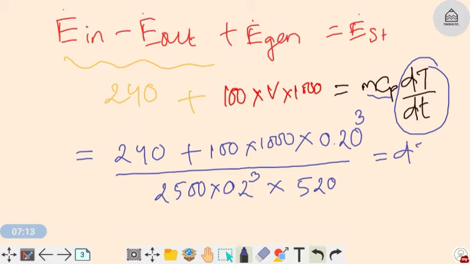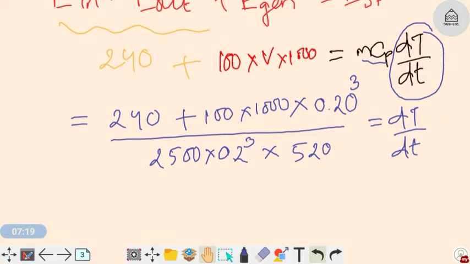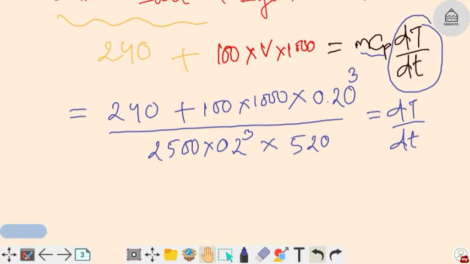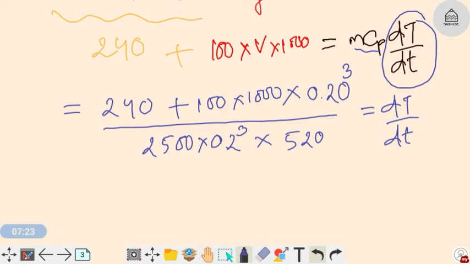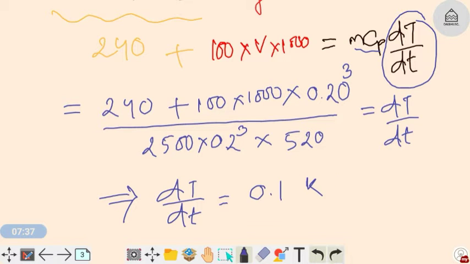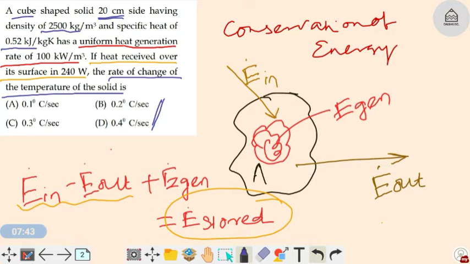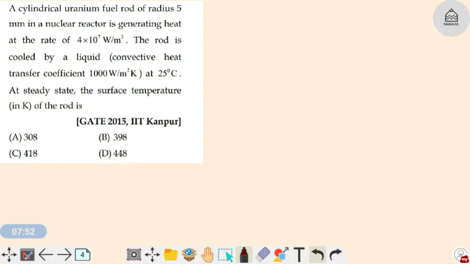So my answer is dT by dt. By solving this, I will get dT by dt equal to 0.1 Kelvin per second, or degree Celsius per second. So option A is my answer. Now let's move to the next question. So this is my second question.